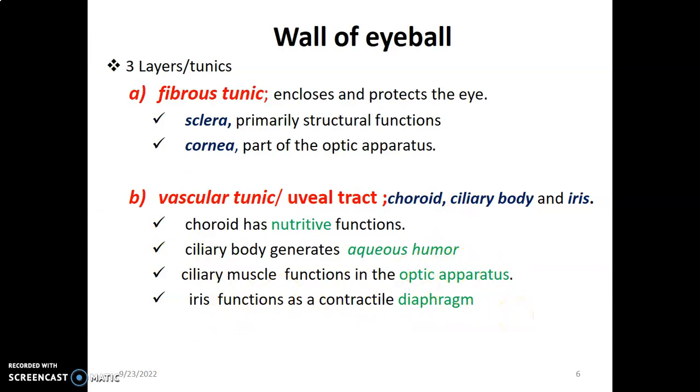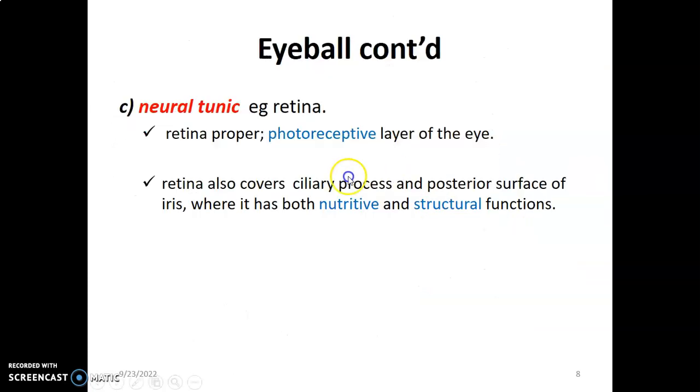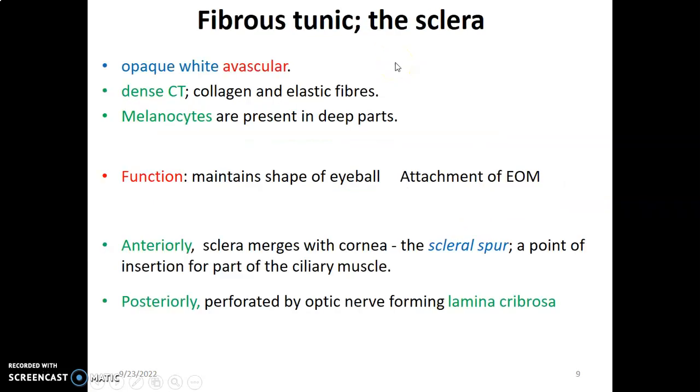The sclera is opaque. It's the outermost portion on the posterior part. It's avascular, no blood vessels. It has dense connective tissue, collagen and elastic fibers with melanocytes. It gives the eyeball its shape, and it provides a site for attachment of extraocular muscles. Anteriorly, the sclera merges with the cornea at what we call the sclerocorneal junction, and that's the point where ciliary muscles insert. In the posterior part of the sclera, we have the lamina cribrosa where the optic nerve perforates.